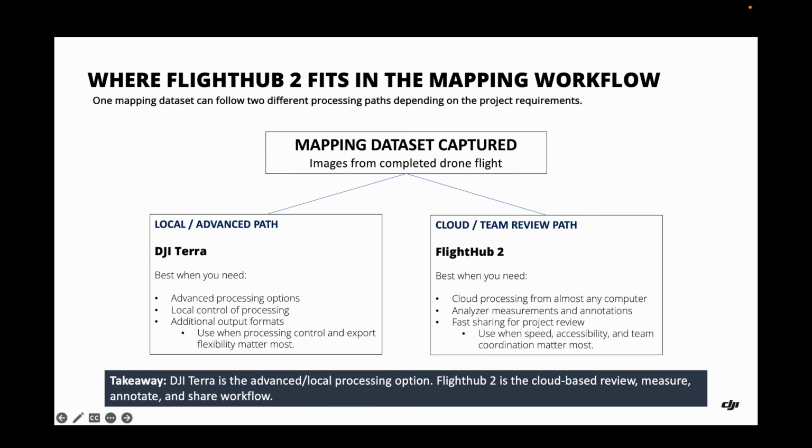FlightHub 2 also makes it easier to turn the processed result into something your team can use right away. Once the map is processed, we can bring it into an analyzer, add simple measurements and annotations, and share it with someone else for review. This makes FlightHub 2 a strong option for workflows like construction progress tracking, site documentation, planning, and team coordination, where the priority is quick cloud processing and easy sharing, rather than advanced photogrammetry outputs.